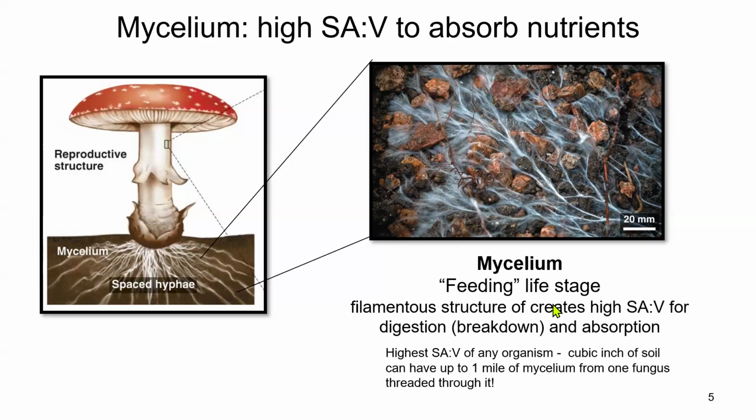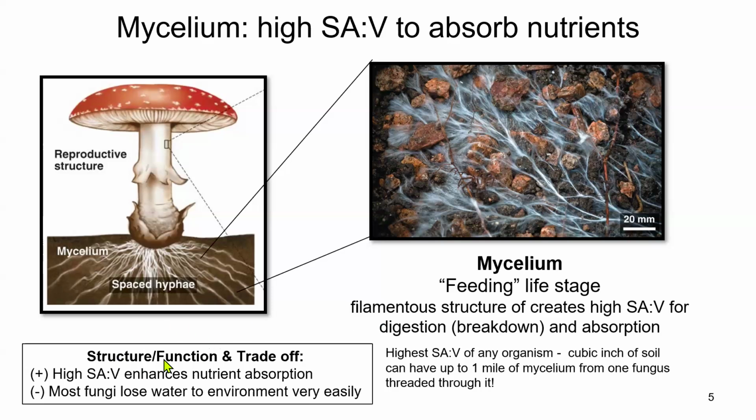And so this should fall in line with the overarching themes that we talked about related to structure, function, and trade-offs. Structure and function, meaning that because these fungi are involved in breaking down and absorbing nutrients from the environment, it makes sense that they'll have a really high surface area to volume ratio, so that their structure matches that function of absorbing nutrients from the environment.